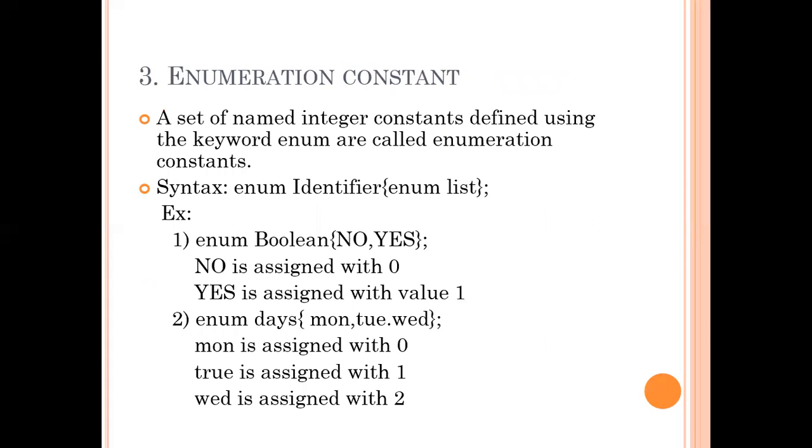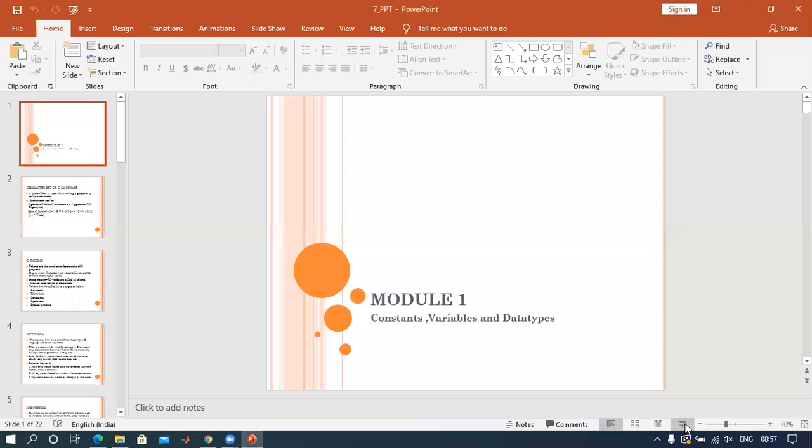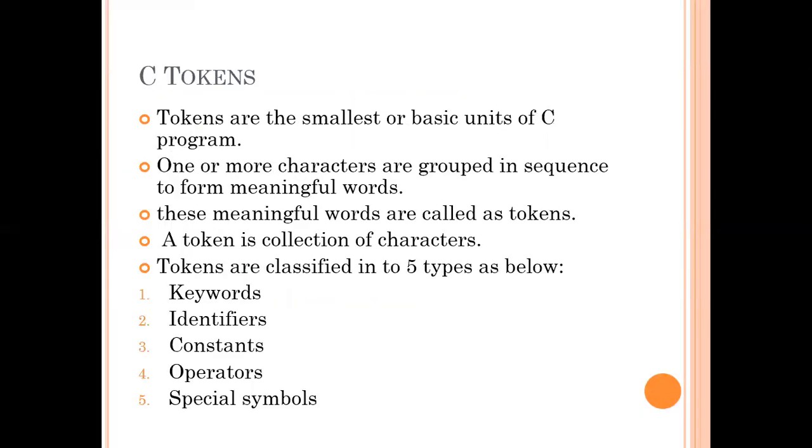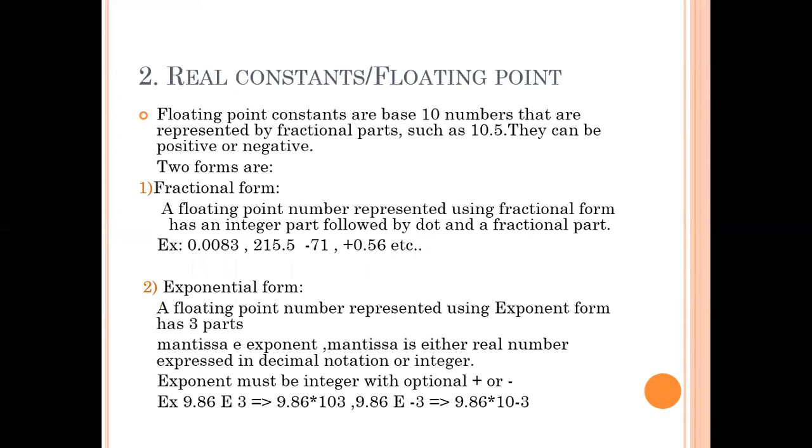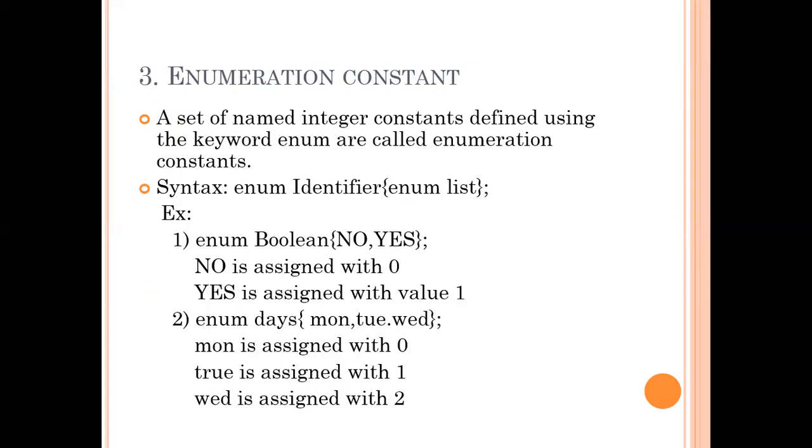Enumeration constant. A set of named integer constants defined using the keyword enum. Enum is the keyword. Syntax is enum, identifier, within the opening and closing braces, enum list. Example, enum boolean, no comma yes. No is assigned with 0, yes is assigned with value 1.